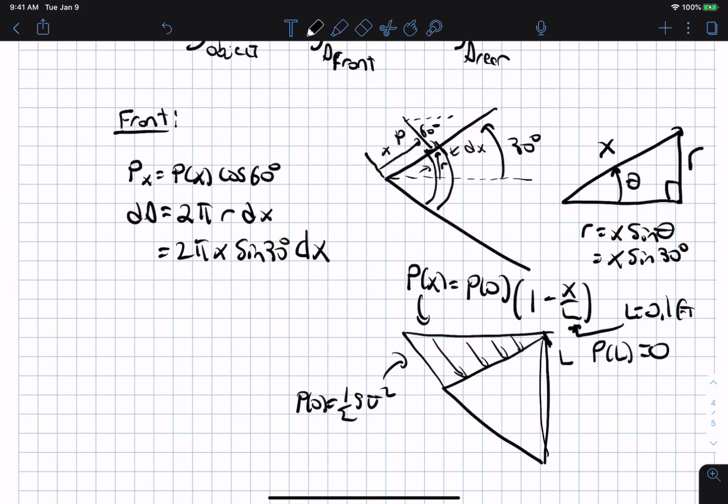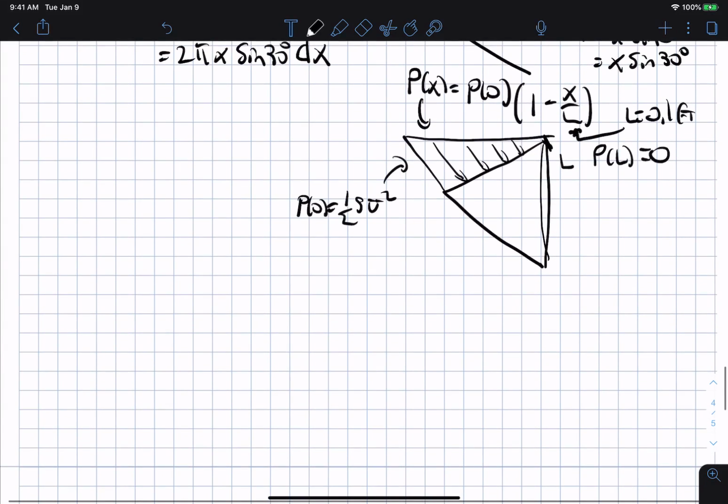Okay, and so now we just need to integrate this. So the drag contribution from the pointy part of the cone is equal to the integral over the entire length of this pressure times dA, which is 2 pi x sine 30 dx. Okay?